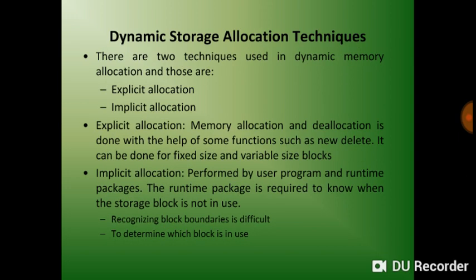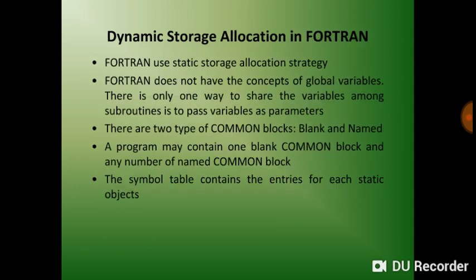Dynamic storage allocation techniques. There are two techniques used for dynamic memory allocation: explicit and implicit. In explicit allocation, memory allocation and deallocation is done with the help of functions such as new and delete. It can be done for a fixed size or variable size block. Implicit allocation is performed by the program and runtime storage. The runtime package is required to know when a storage block is no longer used.